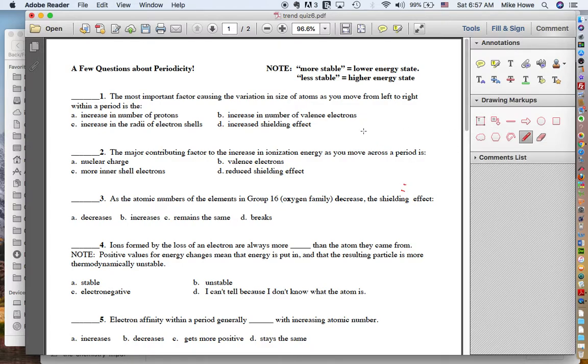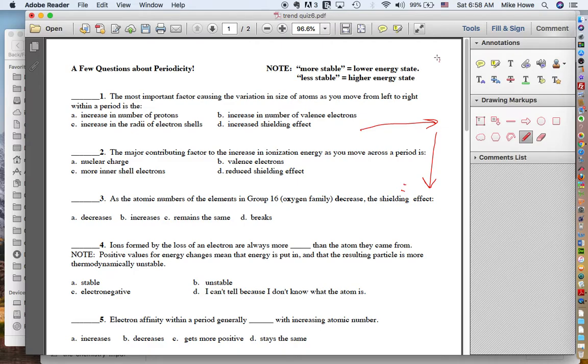All right, so you can have a trend going left to right. It's supposed to be a straight line left to right. And you can have a trend going up and down. Okay, so there's two factors that affect the trends. Let me ask you a question. In which one of these directions are you adding energy levels?